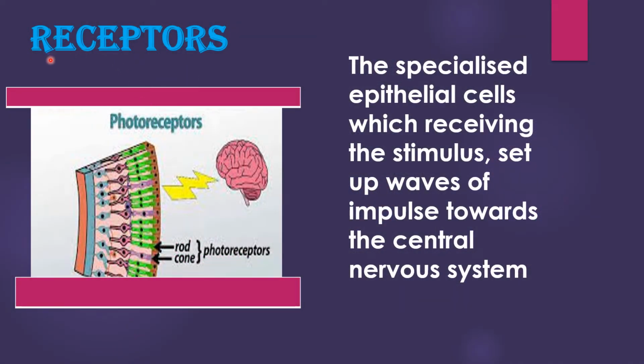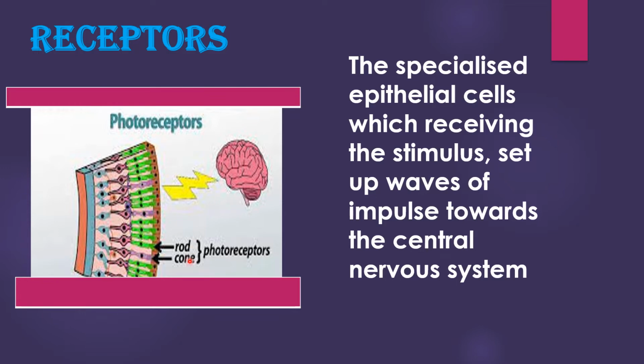Next important term, that is receptors. Receptors are the specialized epithelial cells which, on receiving the stimulus, set up waves of impulse towards the central nervous system. An example for receptors is photoreceptors. Photoreceptors, for example rods and cones, are present in the eye. These photoreceptors receive the light stimulus. Light is a stimulus. Then they set up waves of impulse towards the central nervous system.